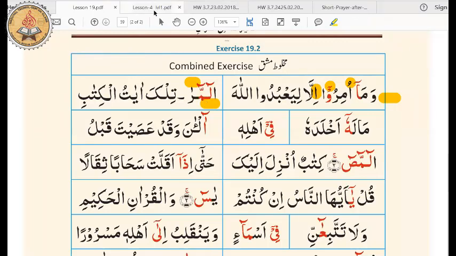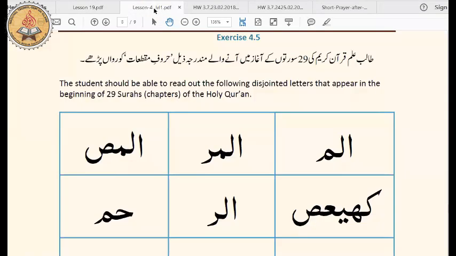In the beginning of our classes, in lesson 4, now you will understand it and remember. So these are the letters, 14 in number, which come in the beginning of 29 surahs. So these are the disjointed letters, which don't have any fatha, kasra or dhamma, and we just read them with their own name.